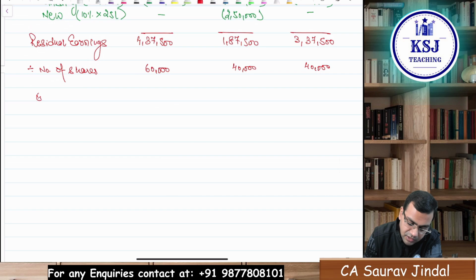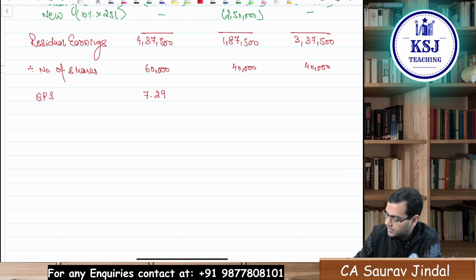That is the existing number of shares that you have. So from here, you will get your EPS. That comes to 7.29. Then we have 1,87,500 divided by 40,000. So that comes to 4.69, and 3,37,500 divided by 40,000, that comes to 8.44. I'm rounding it off to 2 decimals, right?